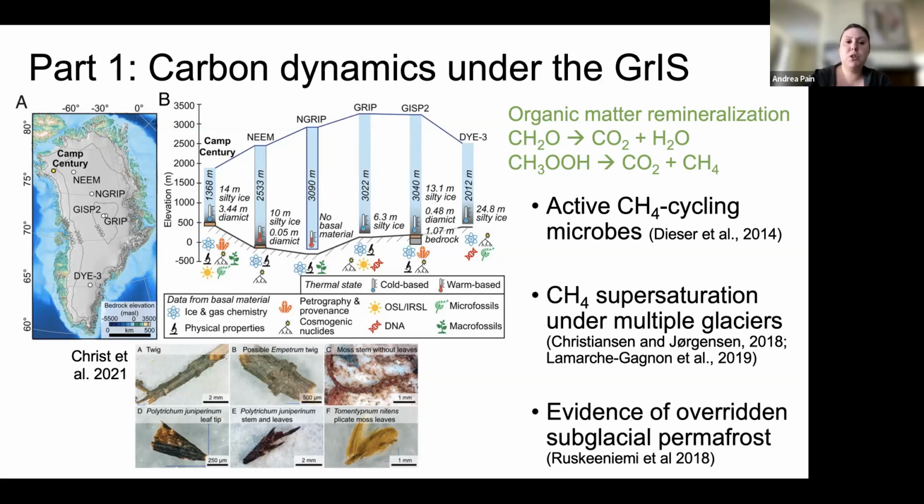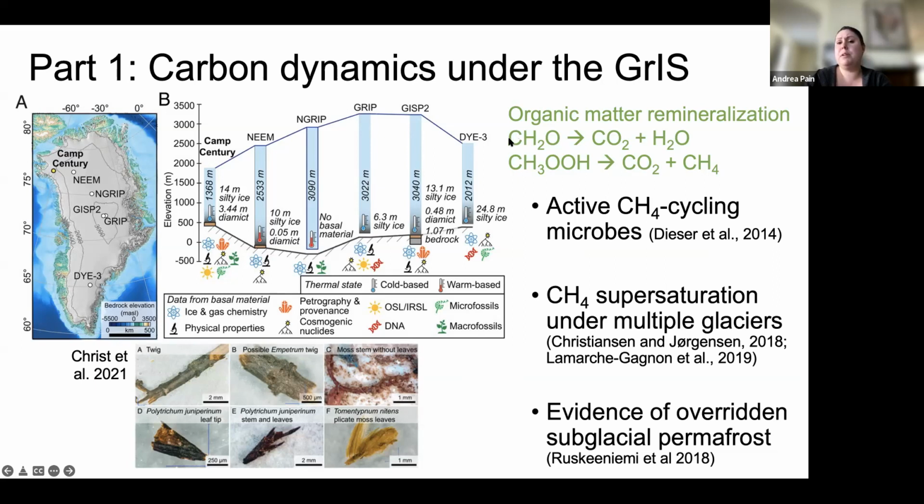This picture on the left shows a synthesis of ice core data that was taken in a few different studies. The more we know about what's underneath the Greenland ice sheet, the more it seems that there is a significant reservoir of organic material that would be available to participate in remineralization reactions and impact the carbon dynamics of that glacial meltwater.